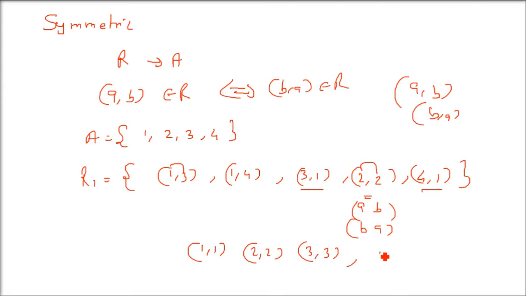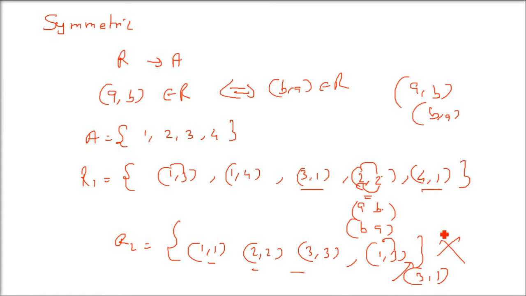I am taking one more: 1 1, 2 2, 3 3, 1 3. This is another relation, R2. Now tell me whether it is symmetric or not. As I explained just now, 2 2 is symmetric, because A and B will be B A. In this relation, 1 1, 2 2, 3 3 are fine by our logic. But 1 3 is there, and you need to find 3 1 also. 1 3 is there, 3 1 is not there. So it is not symmetric. The second one is not symmetric.